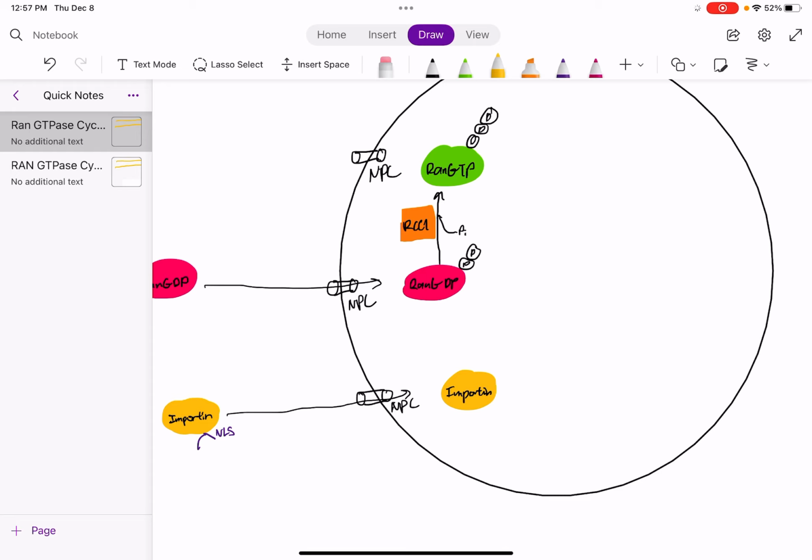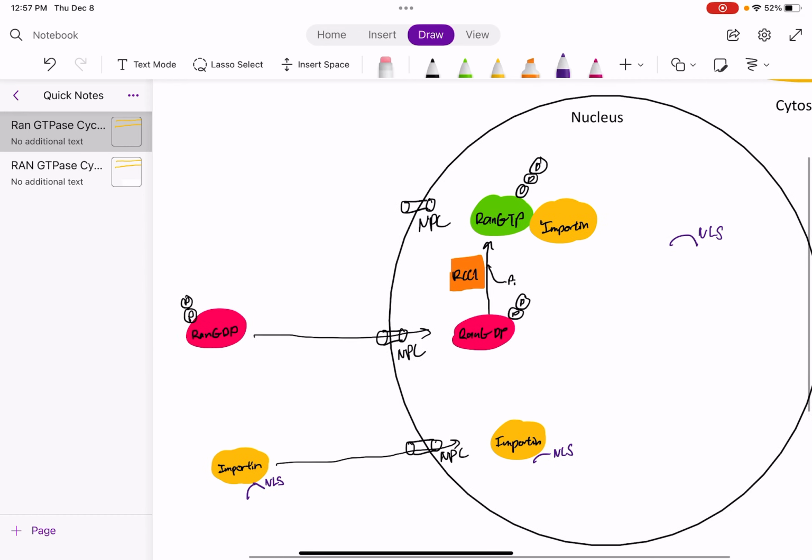And RAN-GTP binds to importin, which also has the nuclear localization signal, which also has a target protein. However, once RAN-GTP binds to importin, this NLS actually comes off. It comes off and it stays in the nucleus, and this is essentially how the protein gets into the nucleus.